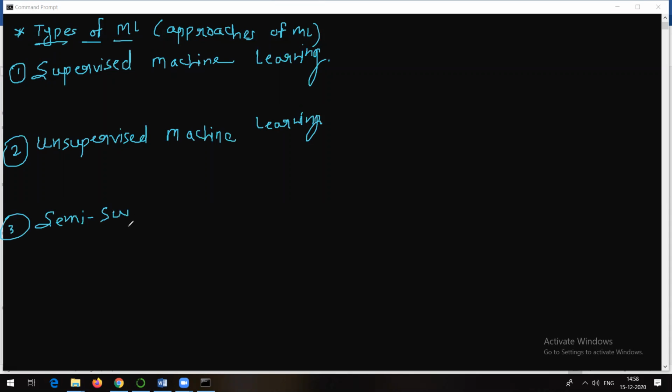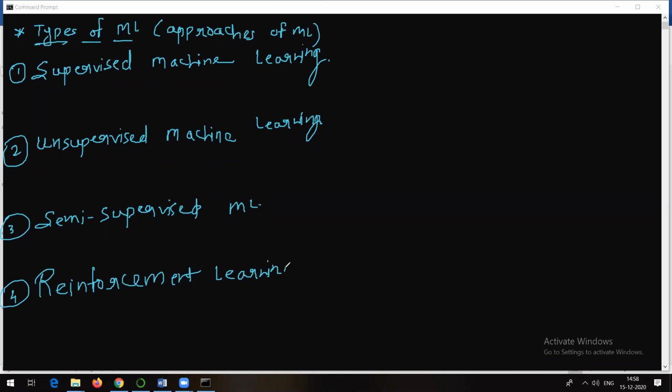So let's see what is the difference between all these. Semi-supervised machine learning approach. And there is one more which I talked about earlier, called reinforcement learning, which is not mentioned in your syllabus, but yes, it is there. Okay, let's see what supervised machine learning is first.